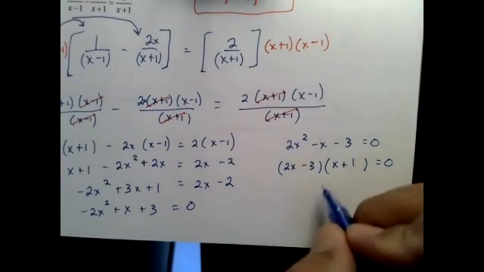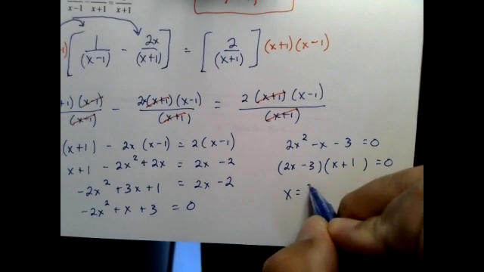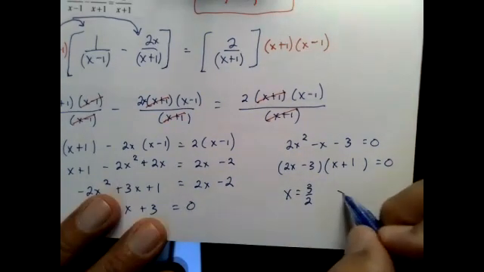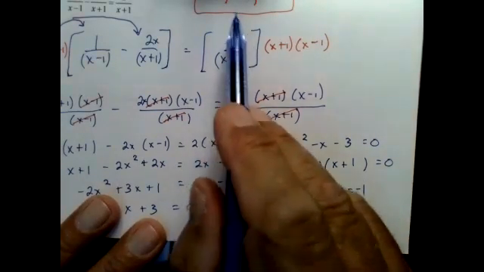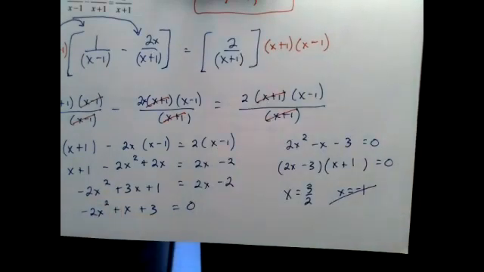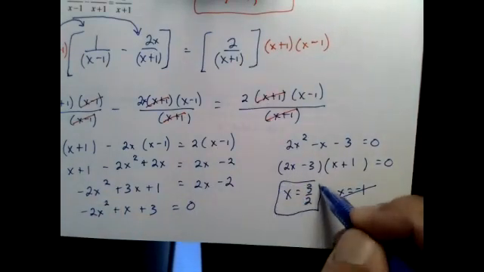Well, x can't equal negative 1, so it has to equal the other one. Right. Here's x equals 3 halves. Here's x equals negative 1. But up above we had said no. Final answer is just 3 halves.